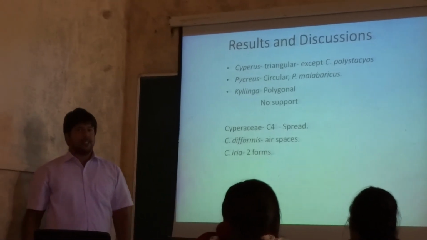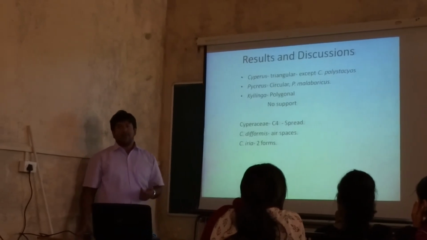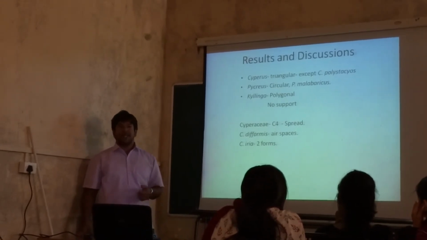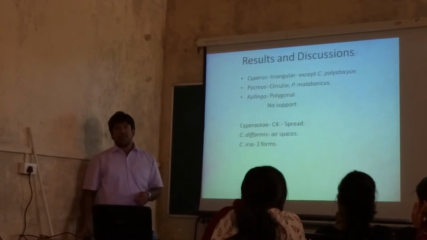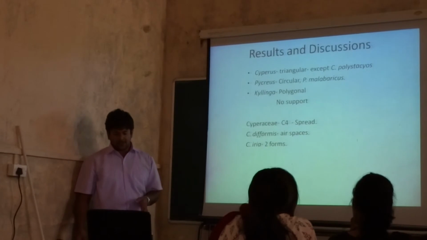Then Cyperus iria, which had two forms, I call it form 1 and form 2. In form 1, the vascular bundles were less in number compared to form 2, and form 1 had larger air cavities compared to form 2.